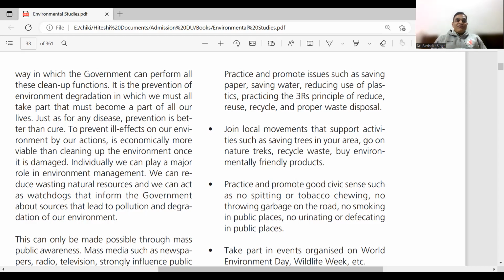To prevent ill effects on our environment by our actions is economically more viable than cleaning up the environment once it is damaged. Individually, we can play a major role in environment management. We can reduce wasting natural resources, and we can act as watchdogs that inform the government about sources that lead to pollution and degradation of our environment.